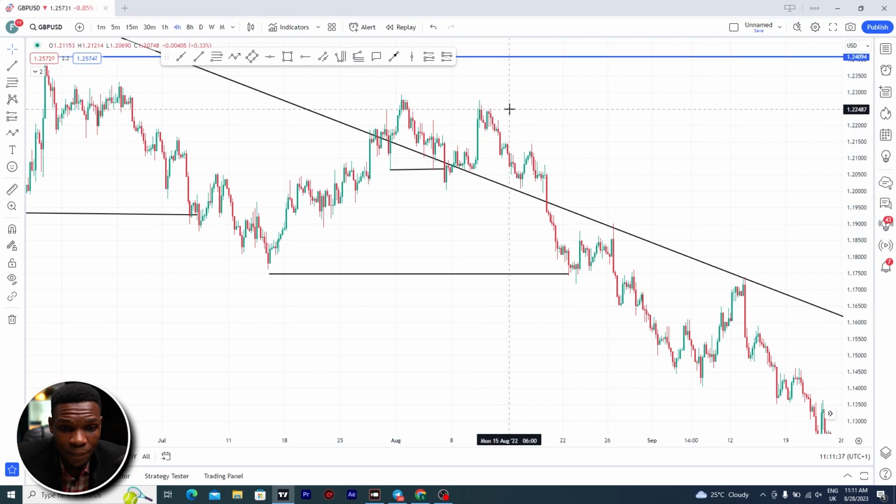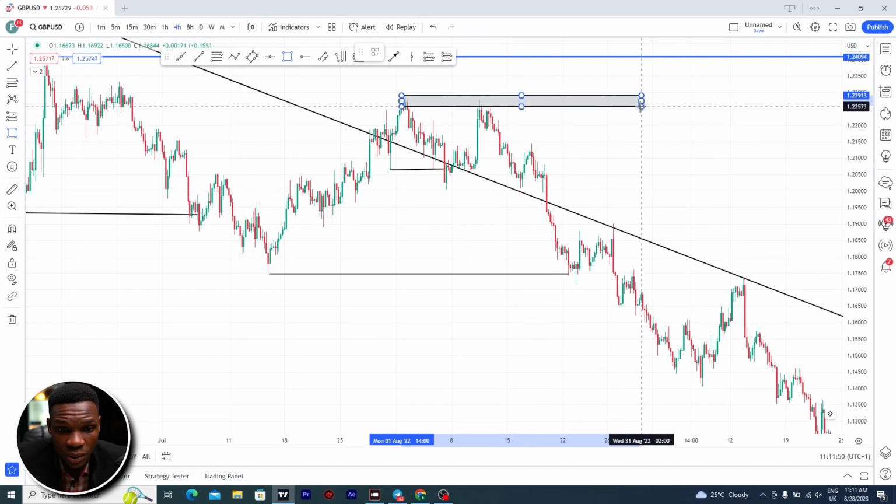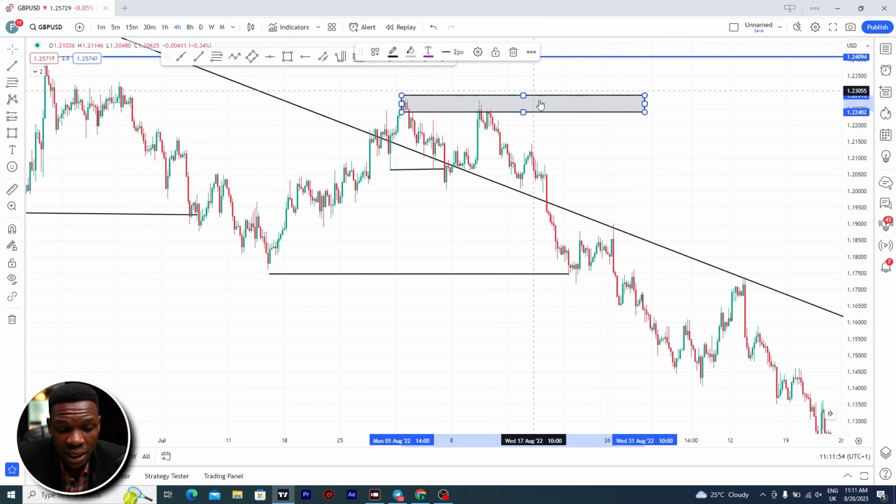A pullback. If you watch my previous videos where I was talking about how to actually properly draw a demand and supply zone, right? This should be my demand here, my demand zone here. No, my supply zone rather. This should be my supply zone where I should be looking to take my entry. Somewhere around here. Right, somewhere around here.